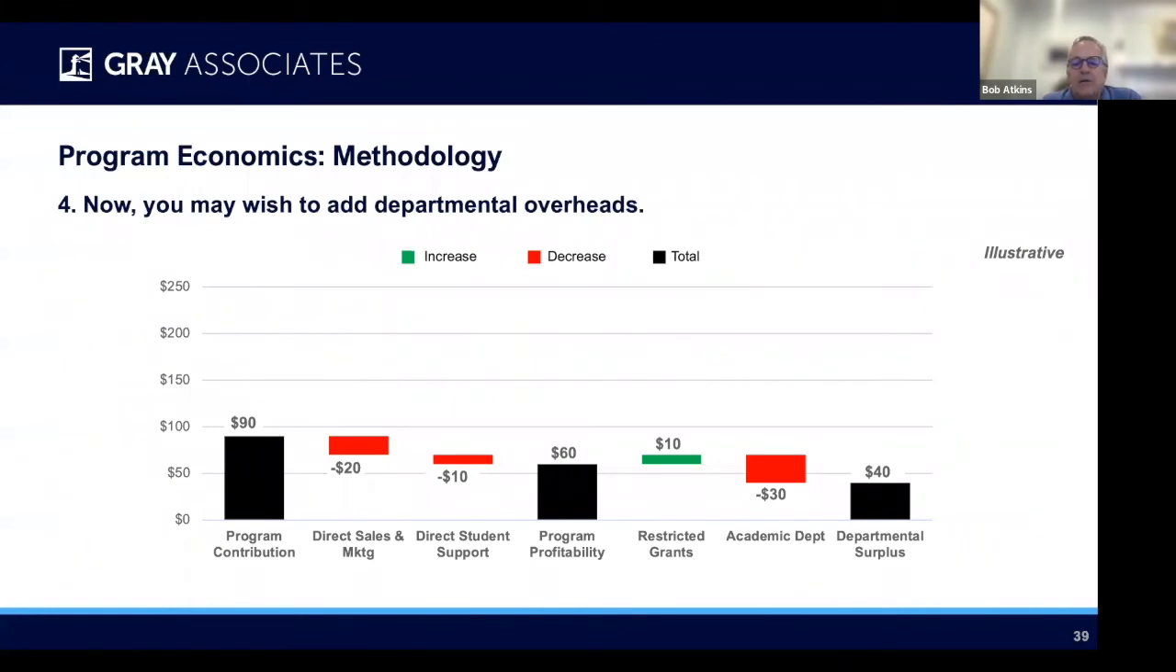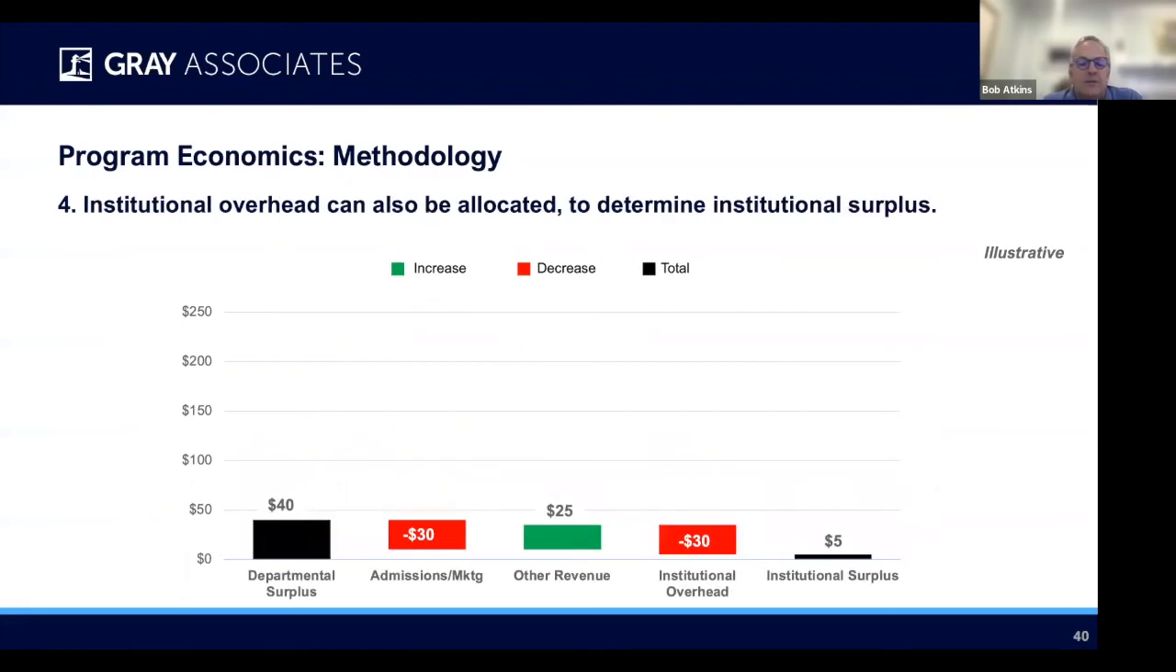You can see it walking down to $40, so that by the time you get out of the department level, you've only got $40 of margin left. And that's got to cover all your institutional overheads. And you can see admissions and marketing, other revenue offsetting a little bit of this. And then institutional overhead drops us $30, and we're down to a $5 institutional surplus on that original program margin.